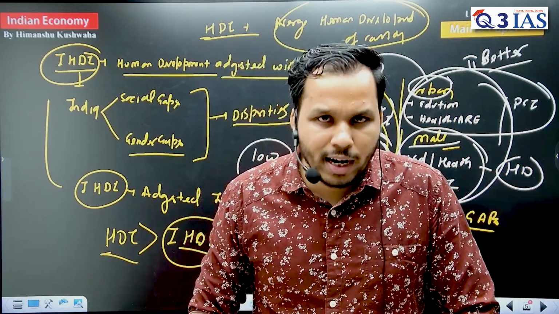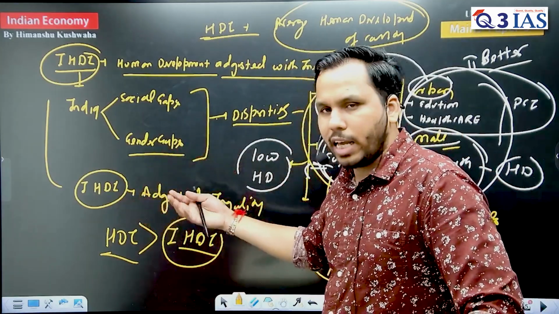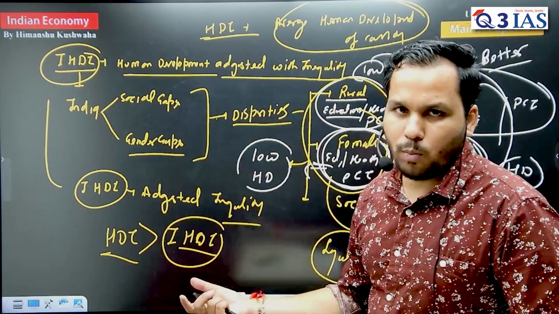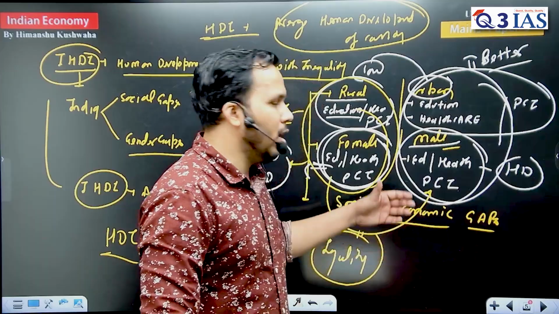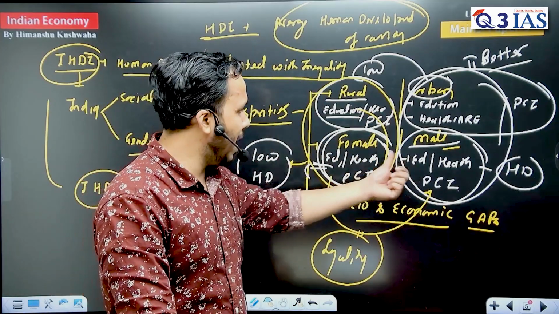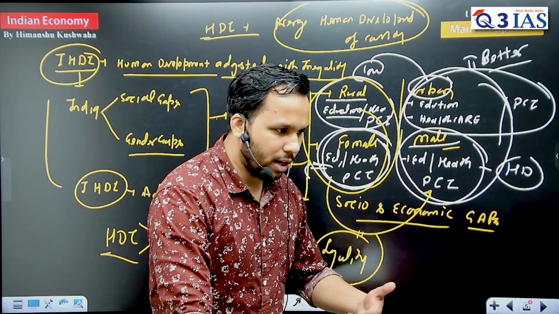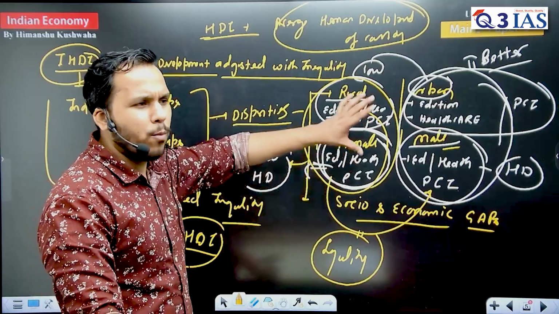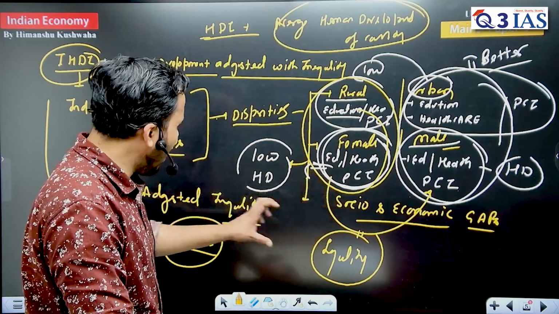If we talk about India, India has several kinds of challenges and gaps like social gaps and gender gaps, so these types of disparities exist. I have taken the examples of rural and urban, male and female, and socio and economic class gaps. These types of gaps and problems are basically addressed under the IHDI.